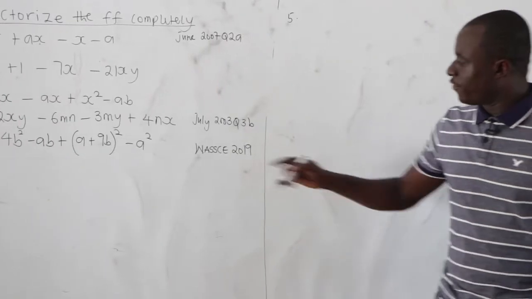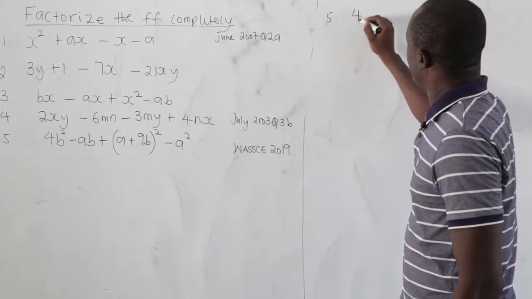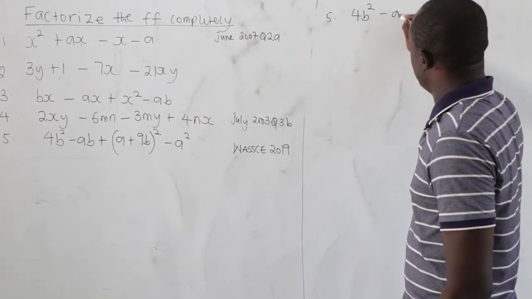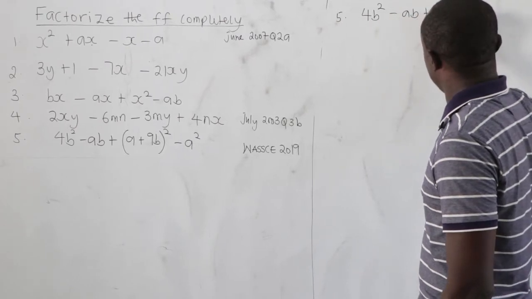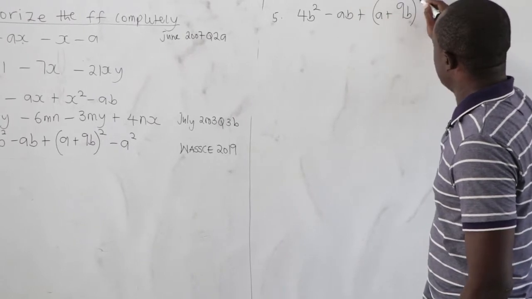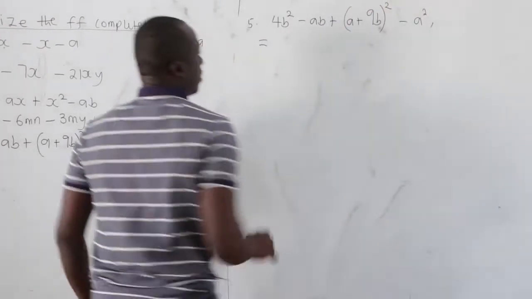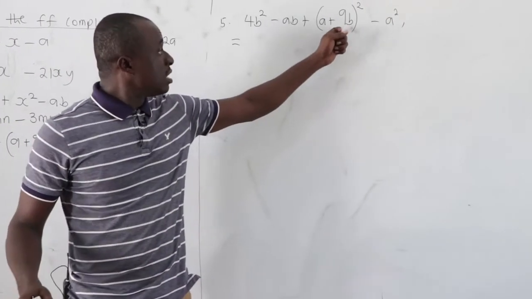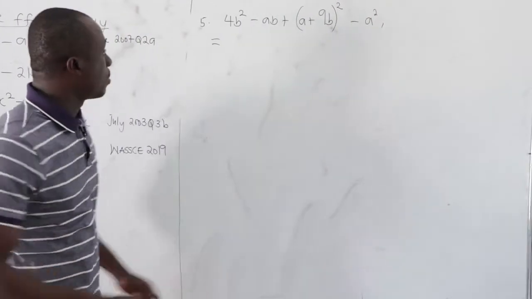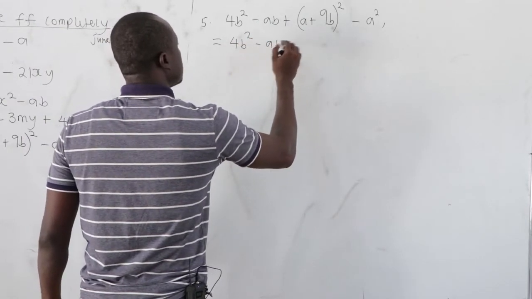Now let's consider the fifth one. That is what I said, 2019. So we have 4b squared minus ab plus a plus 9b all squared minus a squared. Now here, let us expand this a plus 9b all squared. So this will give us 4b squared minus ab.